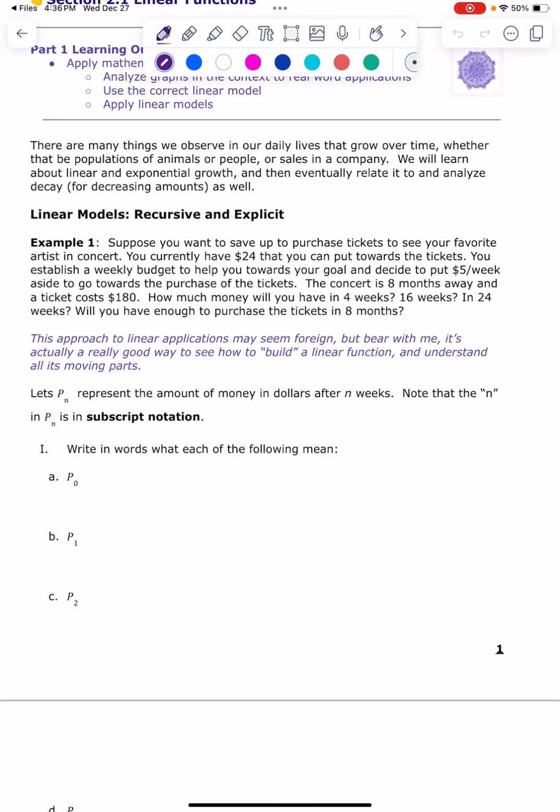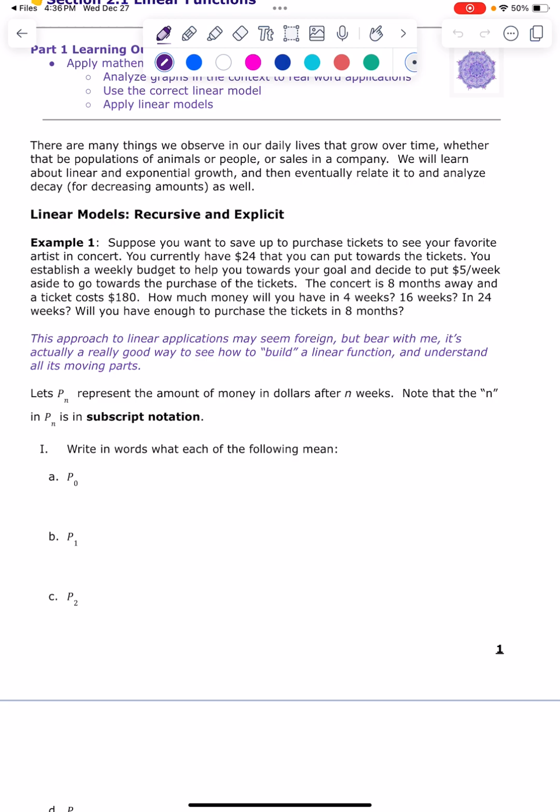So I'm going to start off teaching you the recursive and explicit formulas for a linear function. And the recursive, this is my theory anyway, is helpful in understanding how you build a linear function. So it's like starting with the building blocks. Usually when you're presented with linear functions, your professor or teacher says slope and y-intercept. But learning the recursive will help you understand where those things are coming from.